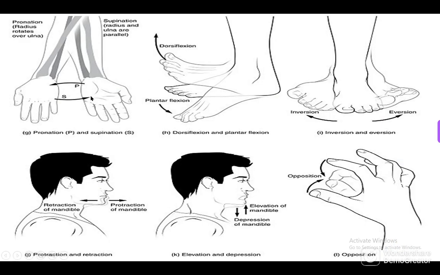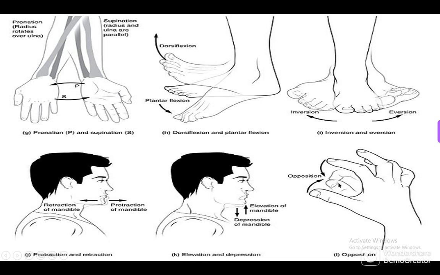And they say this is what pronation and supination are, and dorsiflexion and plantar flexion, inversion and eversion, and the retraction of the mandible and the protraction of the mandible, outside and inside, elevation of the mandible and the depression of the mandible, the specific positions and movements of the hands, opposition, flexion, etc., and all other things.